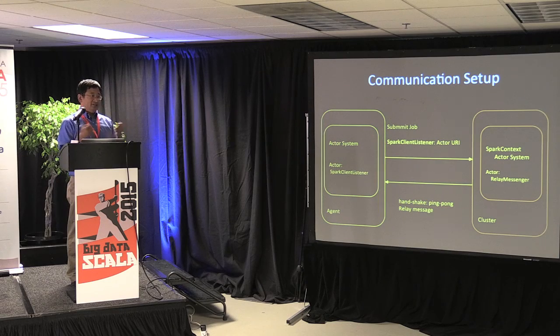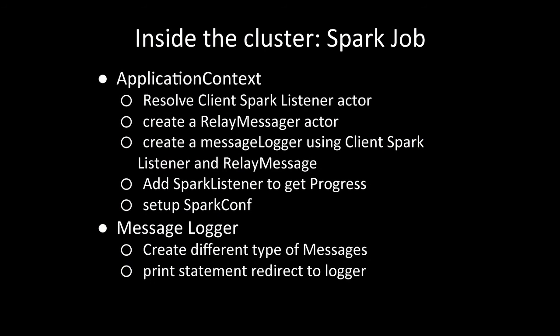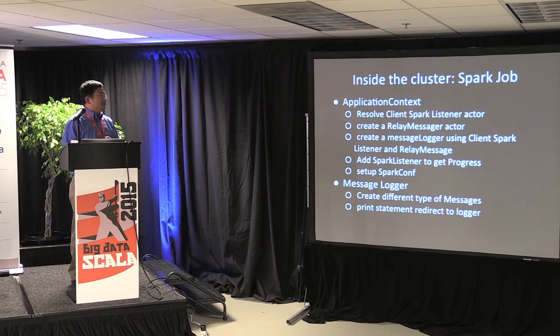And once this handshake is done, the communication is established, and then we can communicate after that. So inside the cluster, when the job starts, we create something called application context, which resolves the client-side Spark listener actor. We create a new actor, and then we create a logger using this, and then relay the message over.